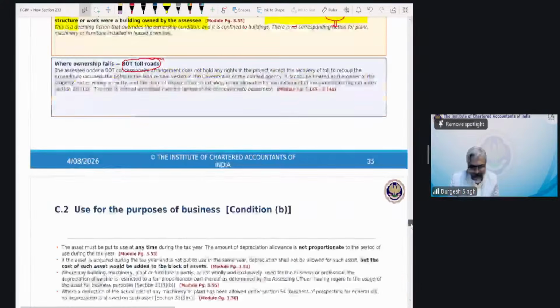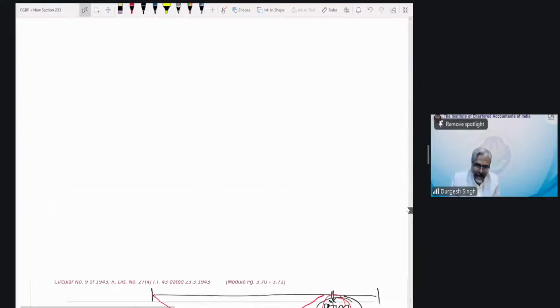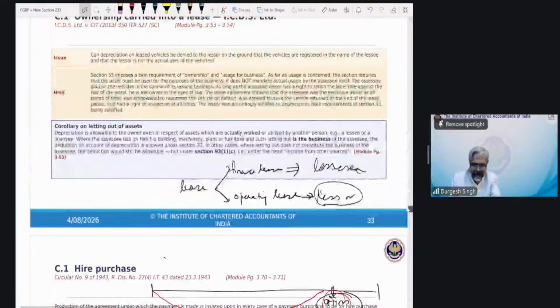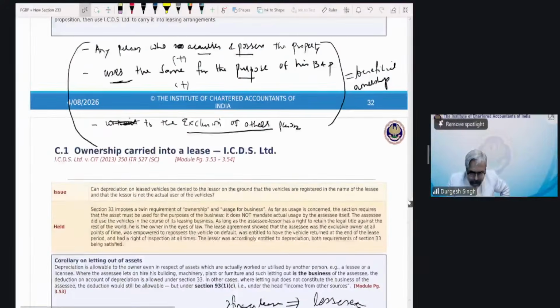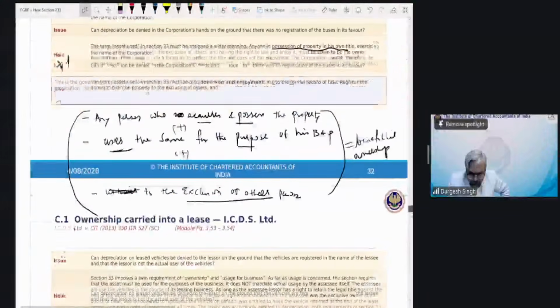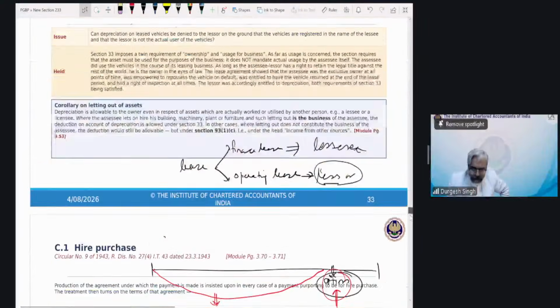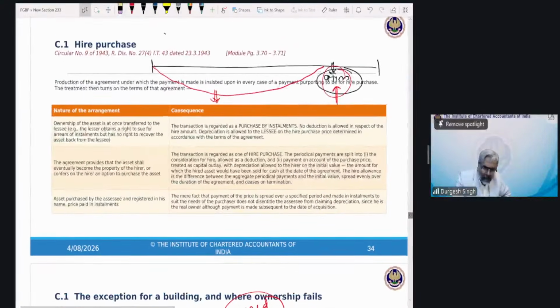The last particular point is hire purchase. The last special case, lease, we have done. The case of the Supreme Court is on that same lease concept which I taught you, ownership lease. The last concept, students, is that of hire purchase. See here. In the case of hire purchase, students, the question is, who is the owner in the hire purchase agreement?